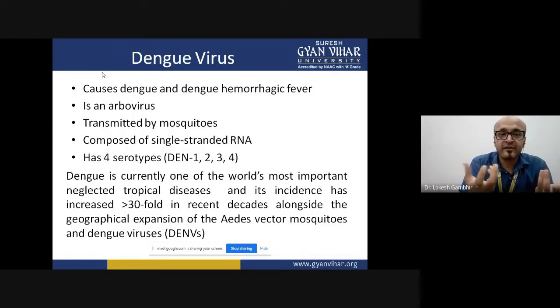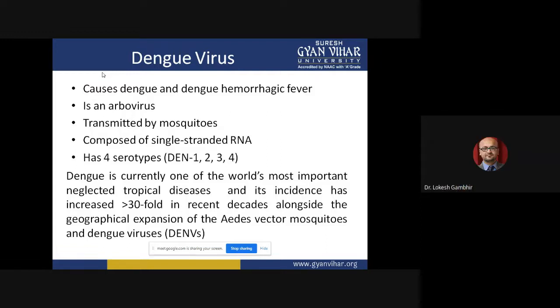And as I told you, it is a single strand RNA. This single strand RNA dengue virus has 4 serotypes: Den 1, 2, 3, 4. Now, what are serotypes? Majority of us have a clear understanding. These are strains in a species which can be distinguished based on their different structural features. They belong to the same species, and these are called serological differences, which can be determined, and that's why they are termed serotypes.